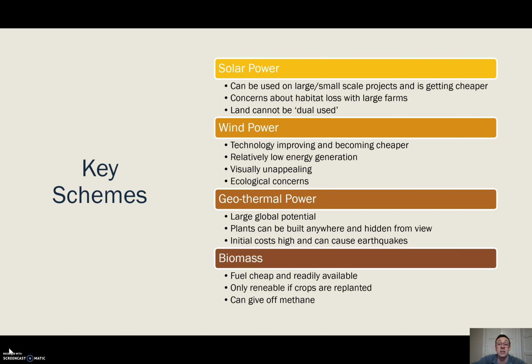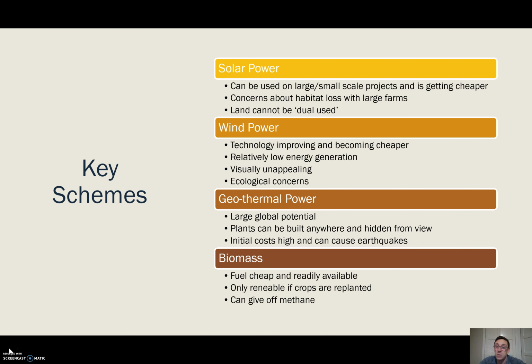Now, biomass plants, the great thing with biomass, the fuel is there, it's cheap, it's readily available. You can be looking at manure, it's certainly one way to do it. Also can be looking at things like waste from oilseed rape and things like that, which has other benefits that you could add in as well.